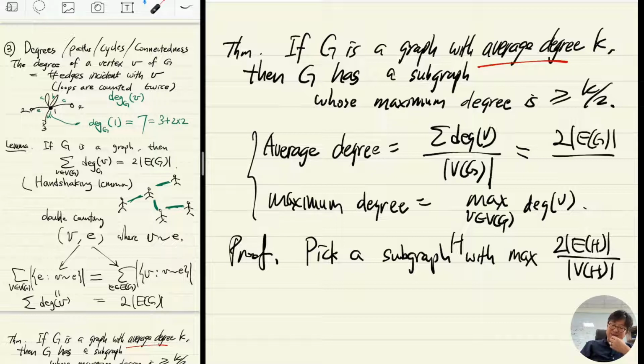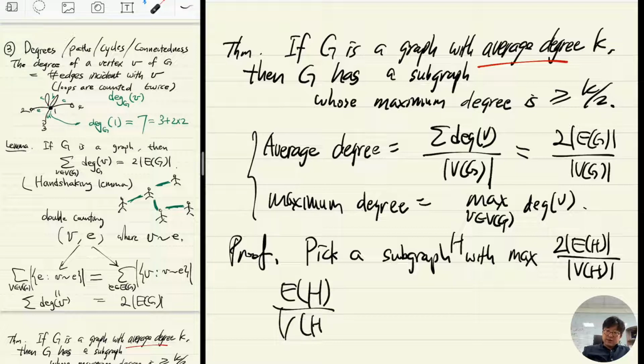Okay, I have to be careful. But anyway, it's equal, right? The sum of degrees is twice the number of edges. So since graph G is a graph whose average degree is k, the subgraph H has the property that the average degree is at least k, because it's a maximum, right?